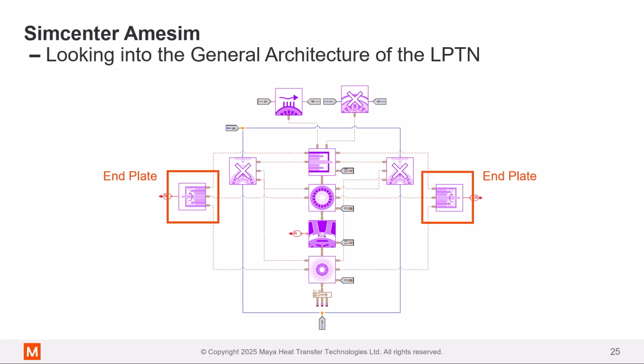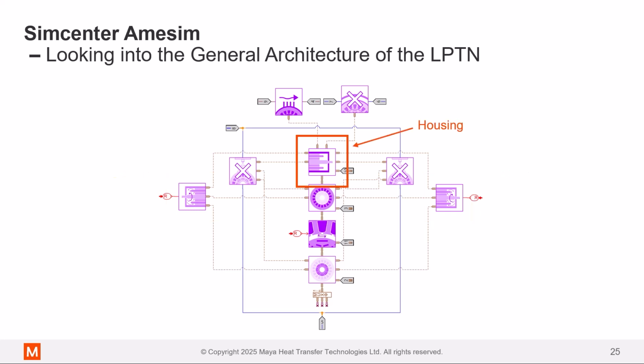First, we have the end plates, one for each side of the motor. Second, we have the housing. Third, we have the stator. Fourth, we have the air gap. And finally, we have the 5th supercomponent, the one for the rotor. Each of these items in the LPTN is a physics-based network behind the scenes which describes the dispersion of the thermal energy.